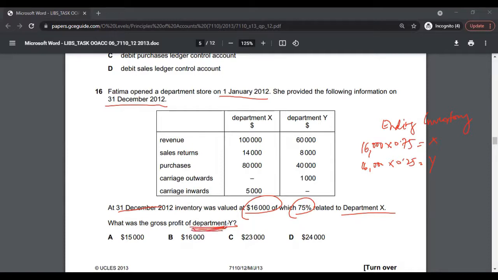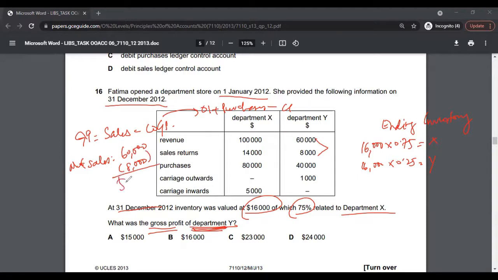We need to calculate gross profit for Department Y. What is the formula for gross profit? Formula for gross profit is sales minus cost of goods sold. How do you calculate cost of goods sold? That's opening inventory plus purchases minus the closing inventory. What are sales? In this case, for Department Y, the net sales are going to be 60,000 minus 8,000, that is 52,000. 52,000 is my net sales.